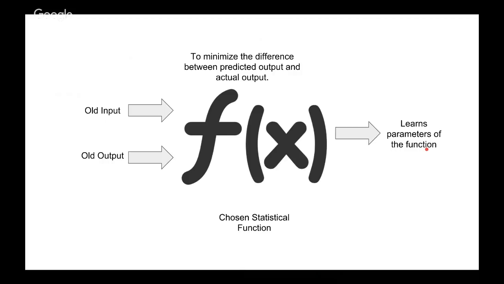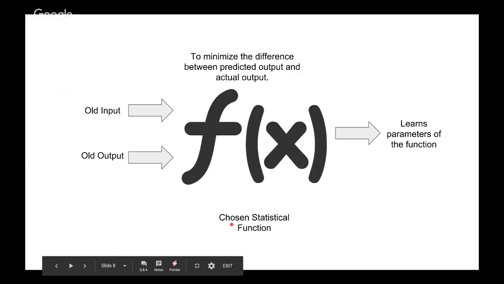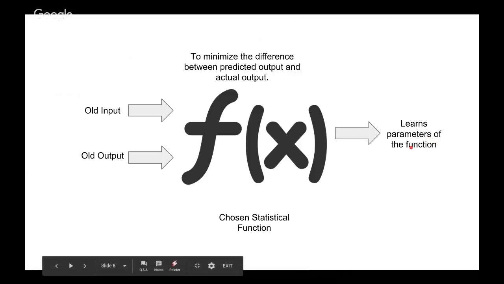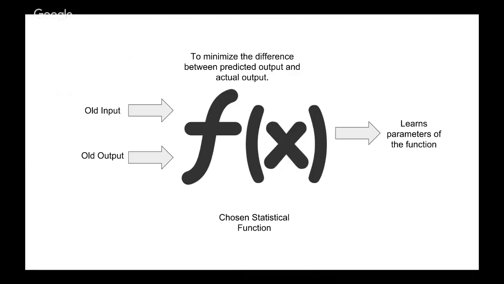This is a really important keyword here: parameter. A function which we have chosen, say y = mx + c, with a combination of slope and intercept, has infinite lines in 2D which can fit y = mx + c. If I want to find out which line out of those infinite lines, I need to find out what m is and what c is. That is what I mean by learning the parameters of the function. Function is chosen, parameters are learned.